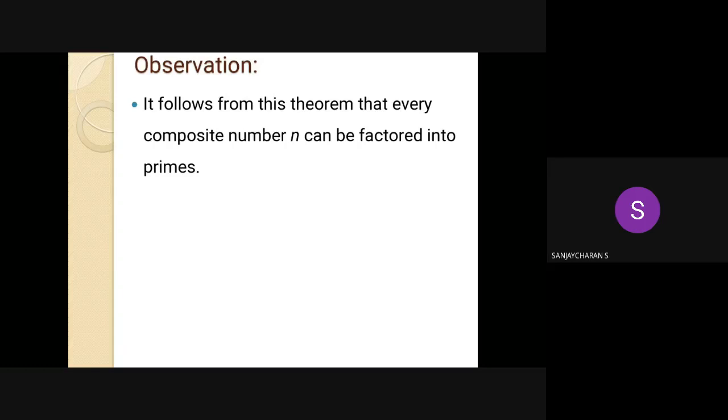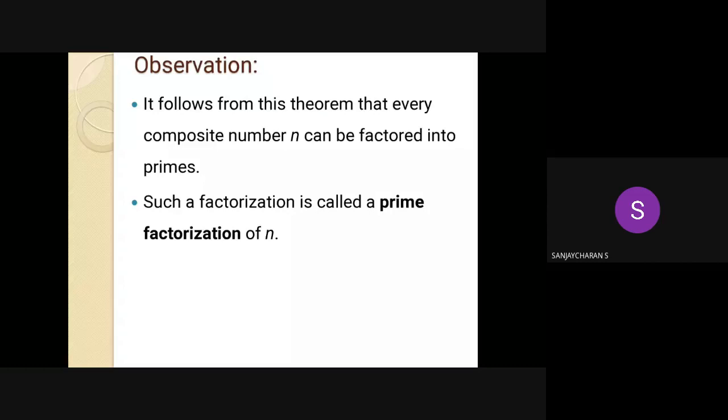Observation. It follows from the theorem that every composite number n can be factored into primes. Such factorization is called prime factorization of n.